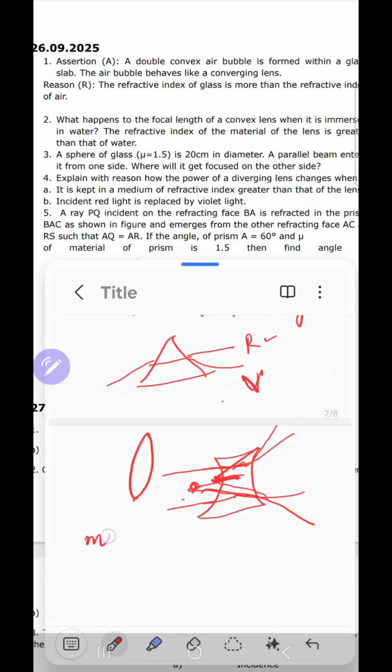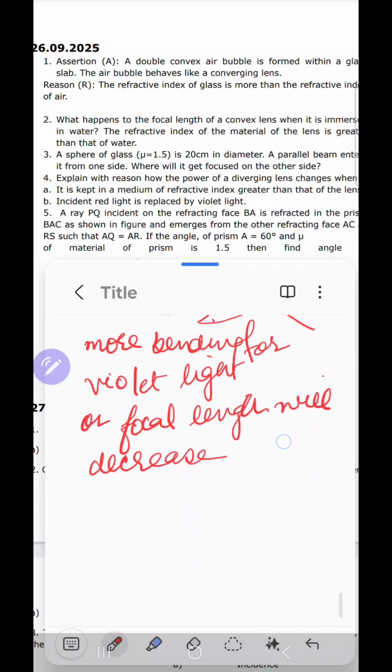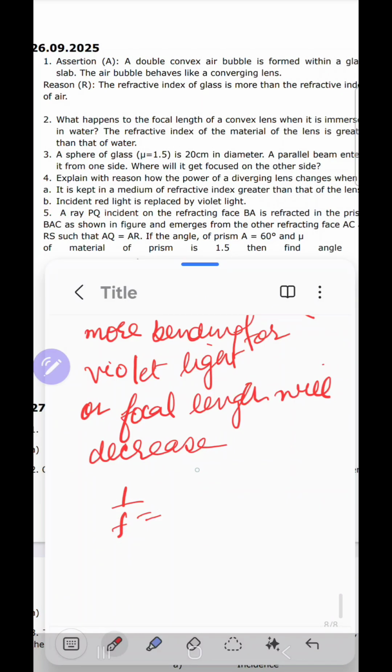So more bending for violet light, and the focal length will decrease. As 1 over f is equal to power, if the focal length is decreasing, power will get increased. Power will be increased.